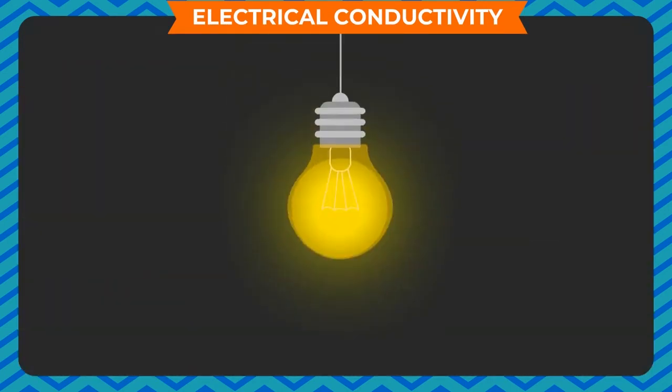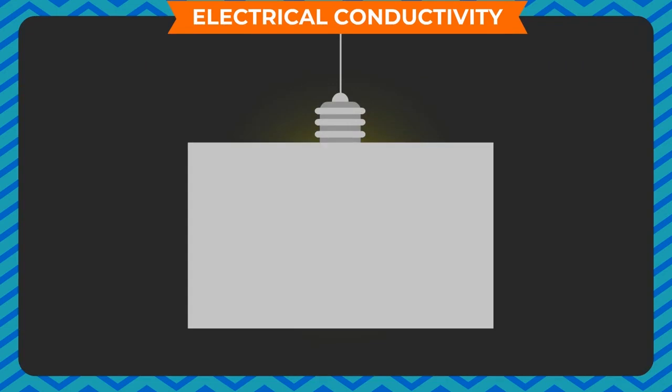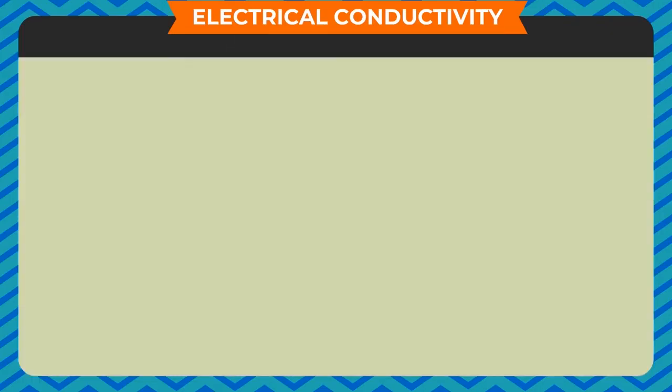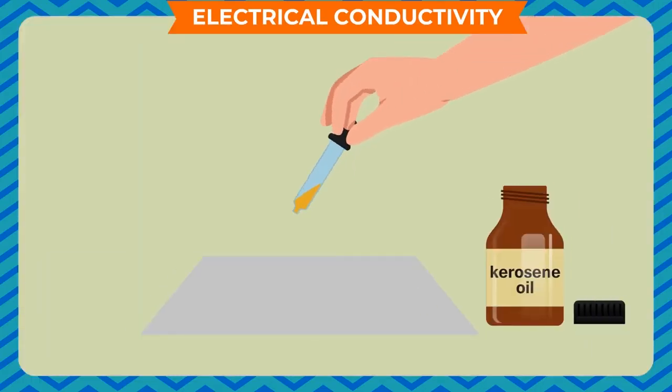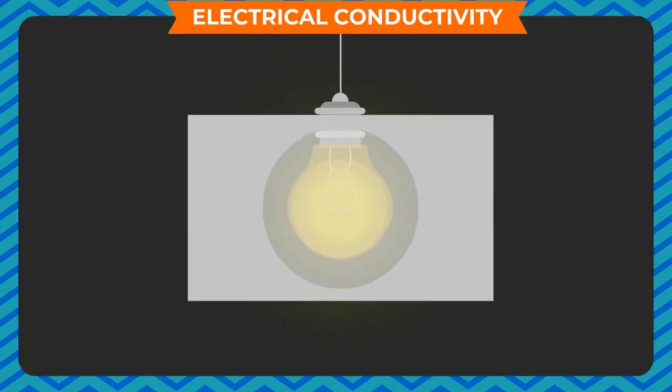Try to look at a lighted bulb through a sheet of paper. You will notice that the bulb is not visible as the paper is opaque in nature. Now pour 2 drops of kerosene oil on the sheet of paper. Again try to look at the bulb through the portion which has oil on it. You will notice that some light from the bulb is visible. It is because oiled paper is translucent in nature.